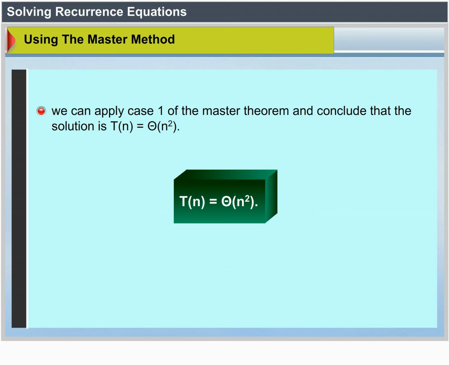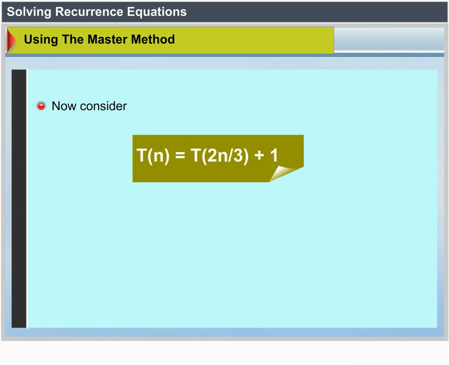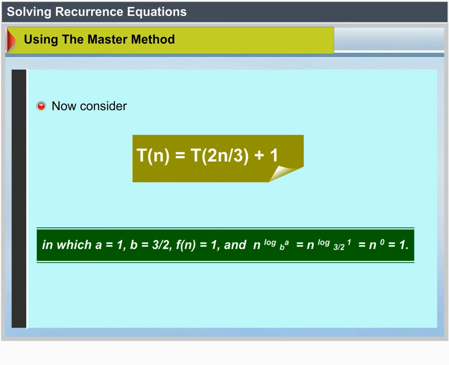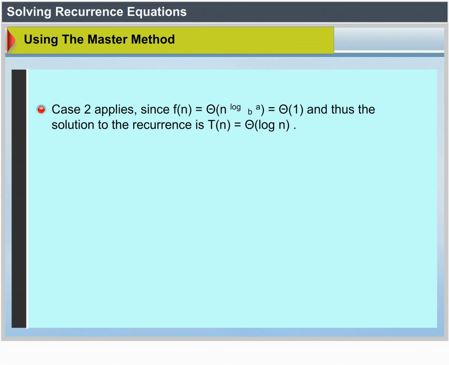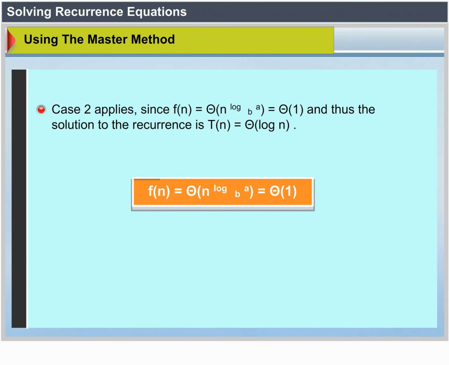Now consider T(n) = T(2n/3) + 1, in which a = 1, b = 3/2 and f(n) = 1, and n^(log_b a) = n^(log_{3/2} 1) = n^0 = 1. Case 2 applies since f(n) = theta of n^(log_b a) = theta of 1, and thus the solution to the recurrence is T(n) = theta of log n.